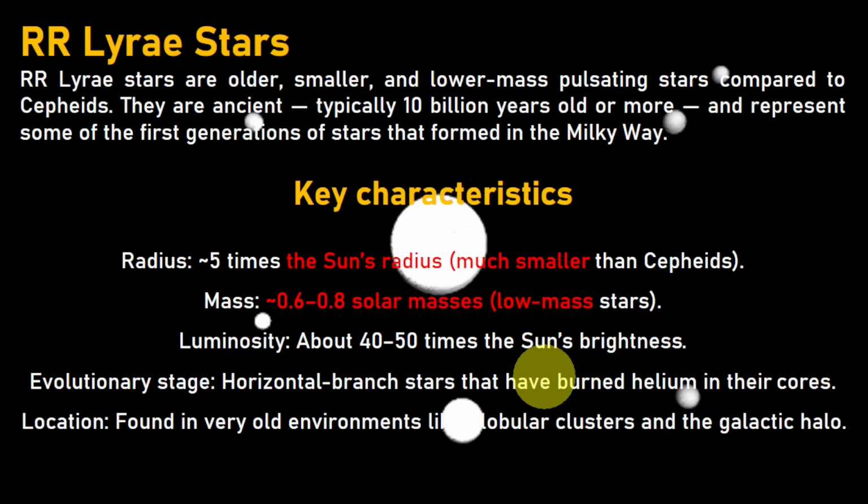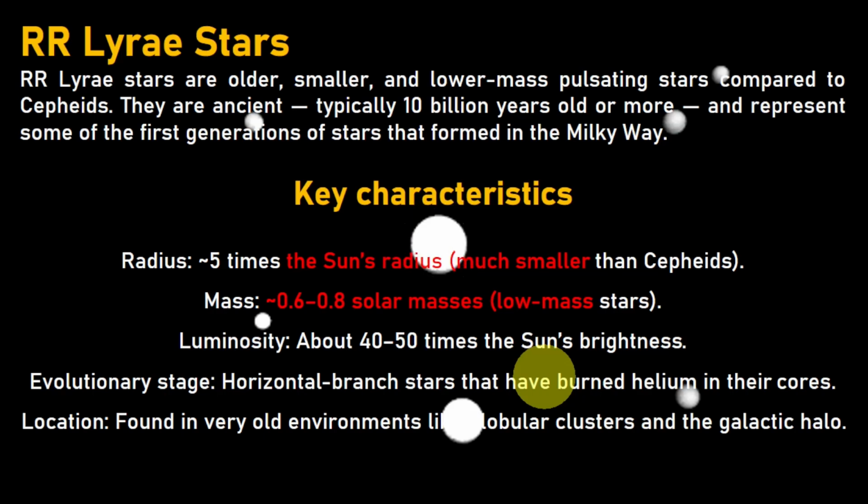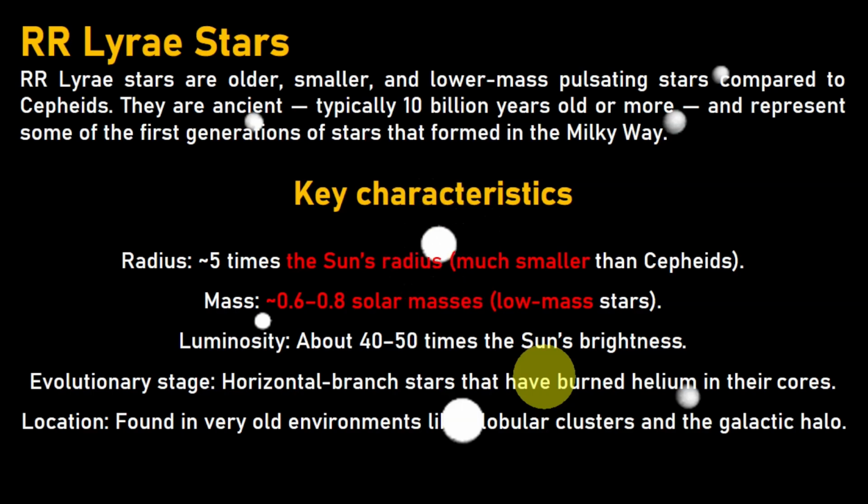So now let's talk about the RR Lyrae stars. RR Lyrae stars, on the other hand, are older, smaller, low mass pulsating stars compared to the Cepheids. They are ancient. The age is typically 10 billion years old or more, almost the same age as the universe, and they represent some of the first generations of stars that formed in the Milky Way galaxy and even ultimately in the universe. I think they are population 2 stars, yeah.